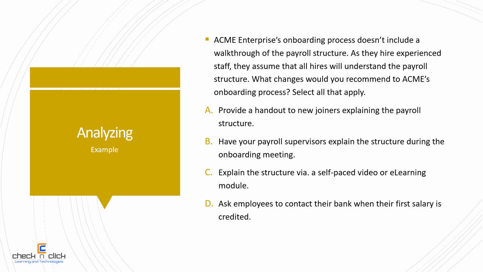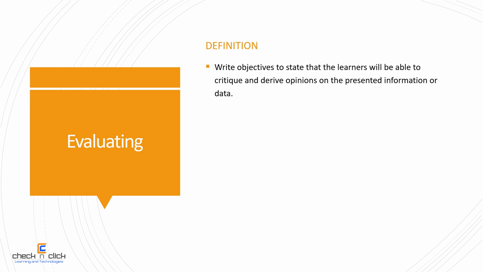In this question, learners are presented with a scenario that outlines the onboarding process at a fictitious company called ACME Enterprise. To answer the question, the learners need to analyze the current process and then choose the enhancements to it. In the evaluation level, the learners develop the ability to critique and derive opinions on the presented information or data.